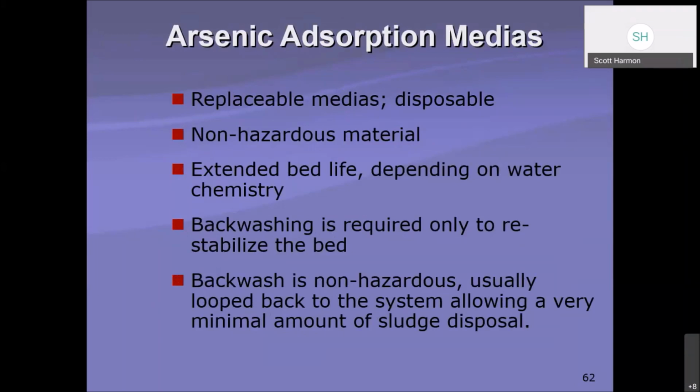Backwash is required only to restabilize the bed. What backwashing accomplishes is it straightens the media grains in the particular bed. Backwash is non-hazardous, usually looped back to the system, allowing very minimal amounts of sludge disposal. Hopefully, the facility would be set up that way. Again, with this type of treatment, the arsenic being removed is in a less hazardous state than some of the other states arsenic could be found in.